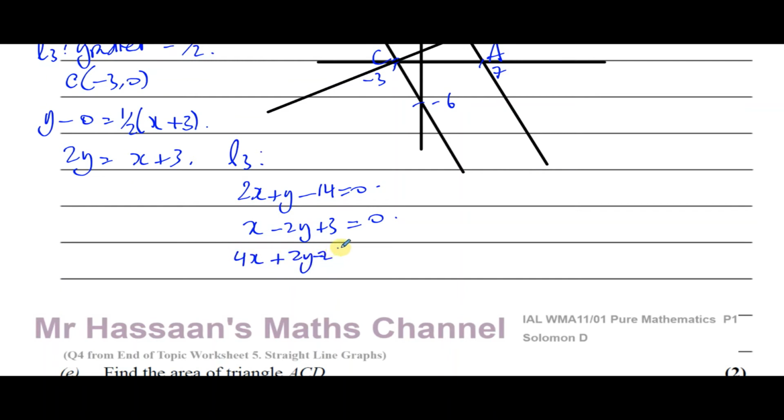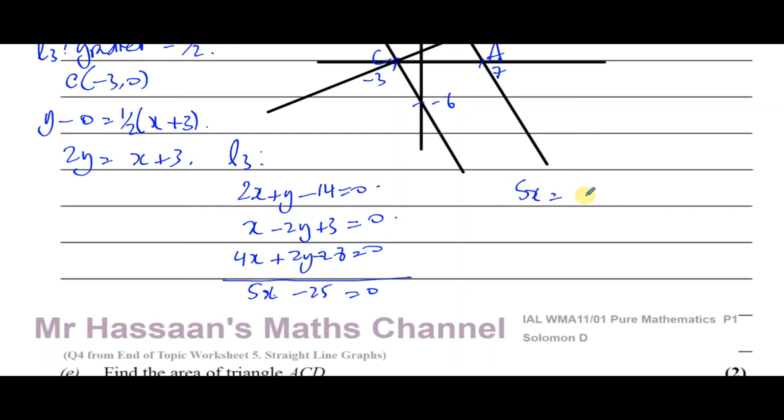So when I add these two equations together, the y's will disappear, and I'll have 5x equal to 0, and I have 3 plus minus 28, which is minus 25. So I'll say 5x equals 25.